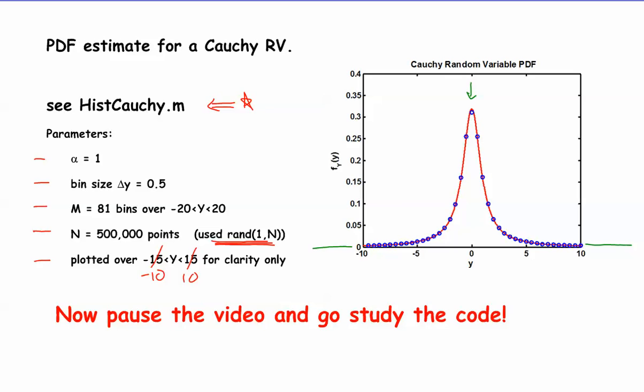So once again, what I really strongly suggest you do is stop the video, pause the video, and go study the code. I've given you all of my MATLAB code that will calculate the PDF estimate for this Cauchy random variable. Please do go study that, and when you're done, come back. I've got one more thing to discuss with you. All right, one last discussion, and I'm going to let you go for the day.